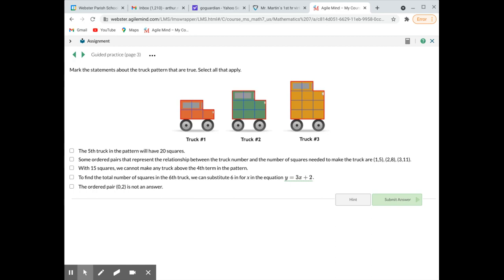The ordered pair 0, 2 is not an answer. Okay. Because that wouldn't make a whole car, would it? It would just be like wheels and some windows. You wouldn't be able to have anything to sit on, would you? No. All right. Give me another one, Isabella.